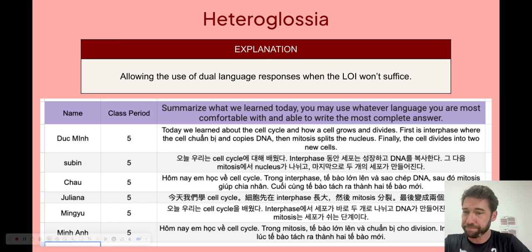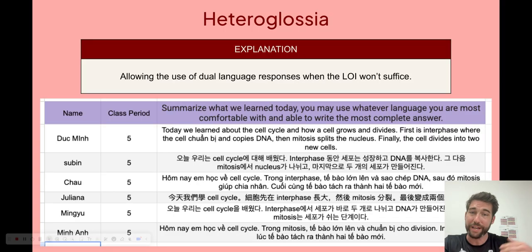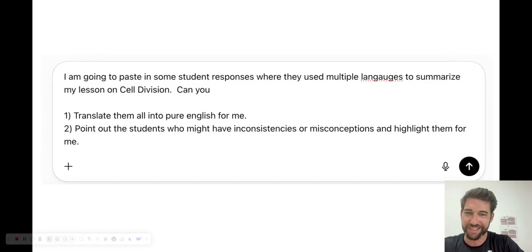Here in this example, a 9th grade class, I've taught about cell division, and I asked my students just to summarize what we learned today using whatever language you're most comfortable with. And if there's a noun or a verb that you don't know, you can switch over to that home language and then switch back to English. So try to use as much English as you can, but really what I want is a quality response using your combination of all of your linguistic tools.